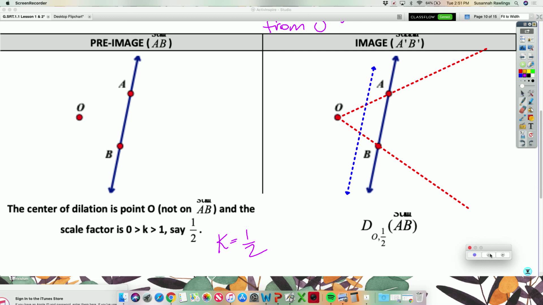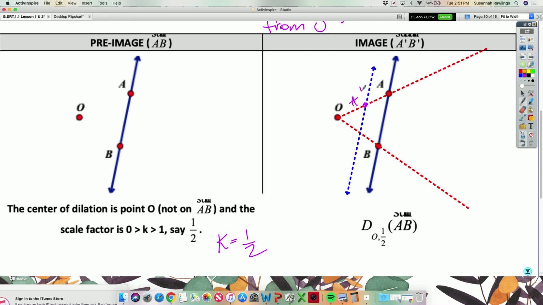So you should have ended up with A prime at how many centimeters did you measure? 1 centimeter. Do we still have parallel lines here? Yes. So we have parallel lines. And where did we go? Did we go farther away or closer to that point of dilation? We came closer to O. So notice when it's on the line, it will stay on the line. If it's off, it's either going to extend out or get closer, depending on if it's a reduction or enlargement. And it will be a set of parallel lines.